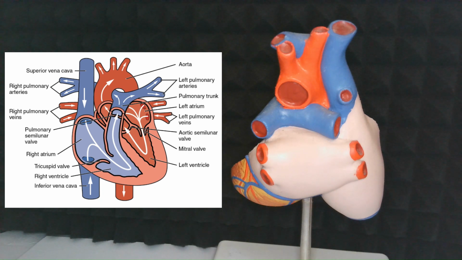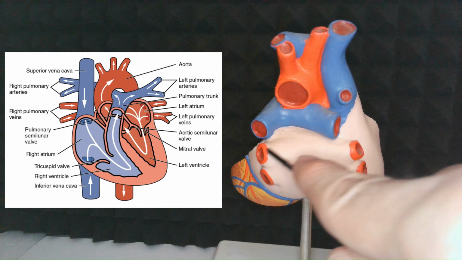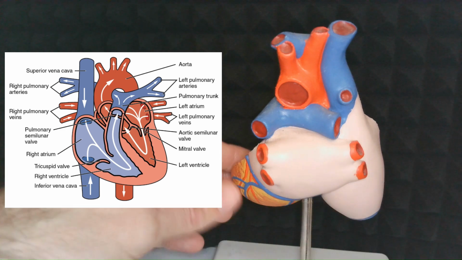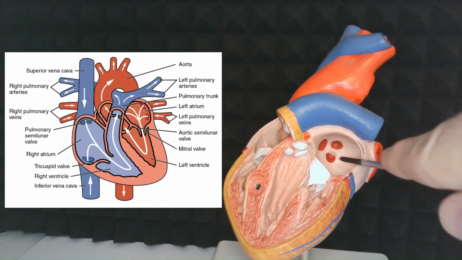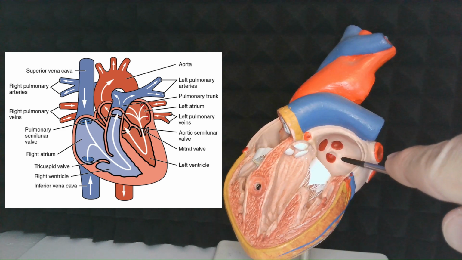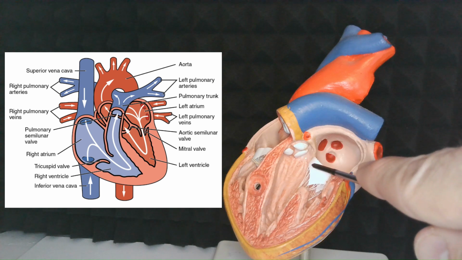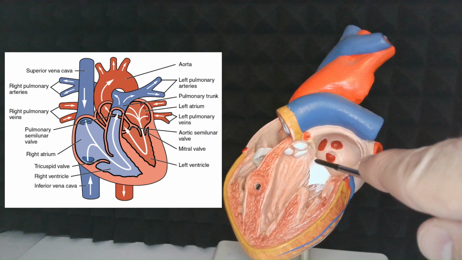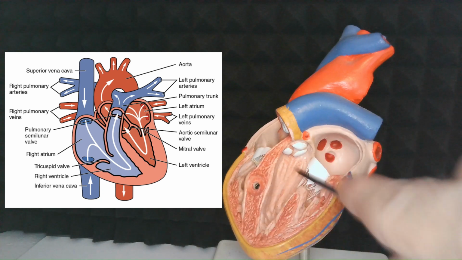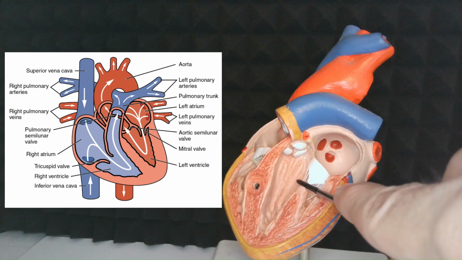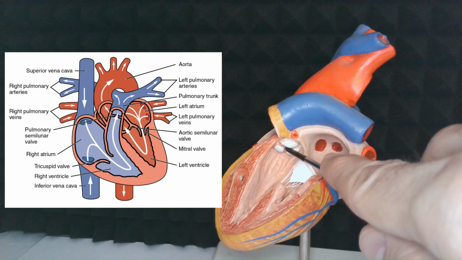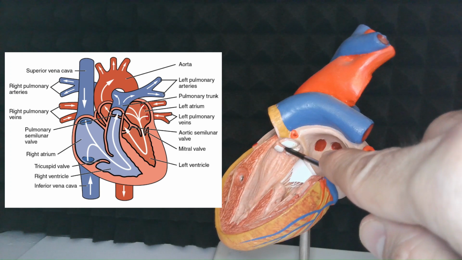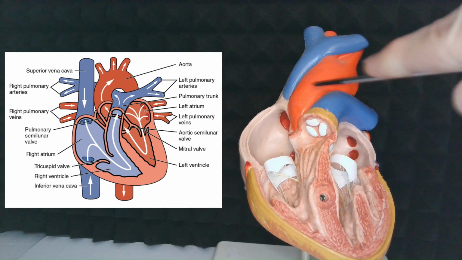Then it returns via the pulmonary veins, and that empties, right here, into the left atrium. Blood then flows through the left AV valve, also known as the bicuspid valve or the mitral valve. Now blood flows into the left ventricle, where it gets sent through the aortic semilunar valve and leaves the heart via the aorta.